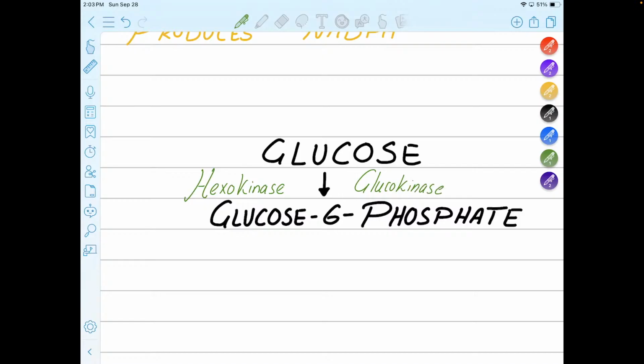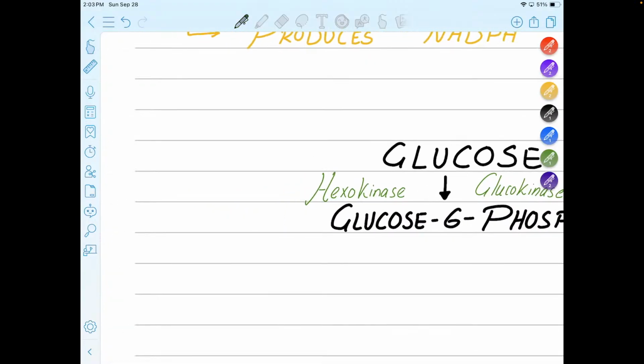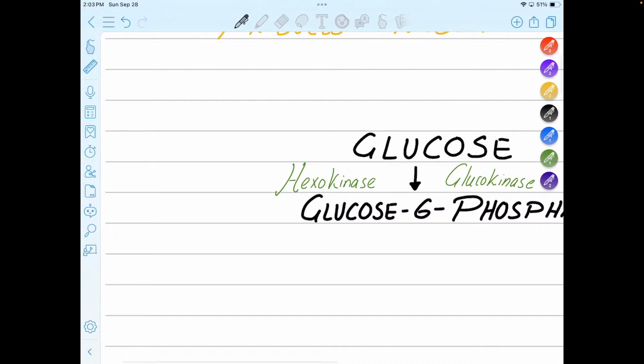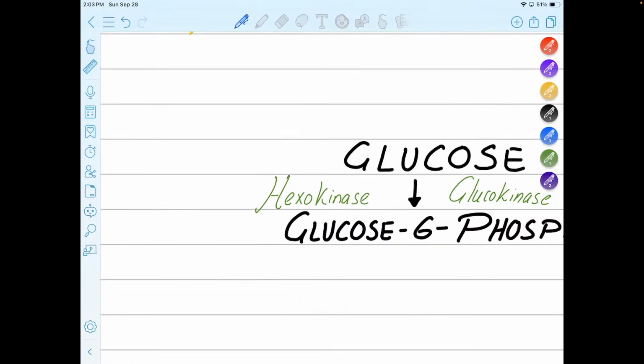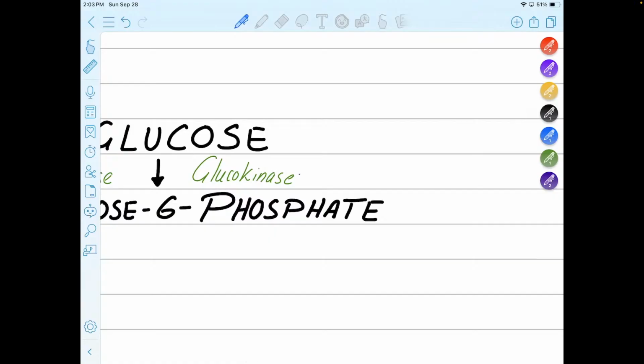You need to remember a couple of facts in regards to hexokinase and glucokinase. Hexokinase is the one that is present in every other cell, right? It's the more used one, while this glucokinase is exclusive to the liver.